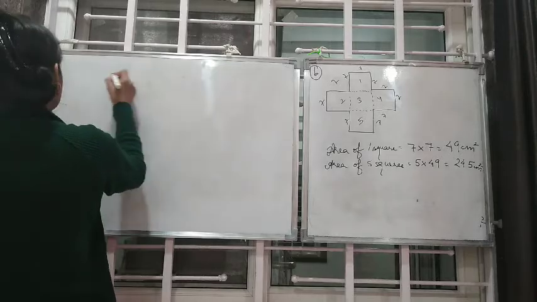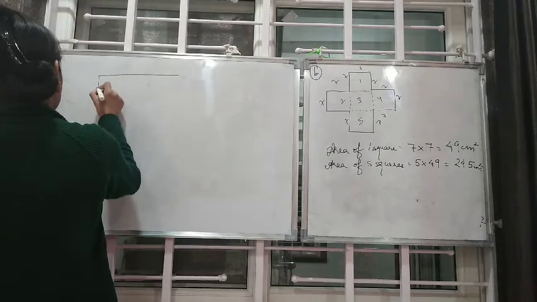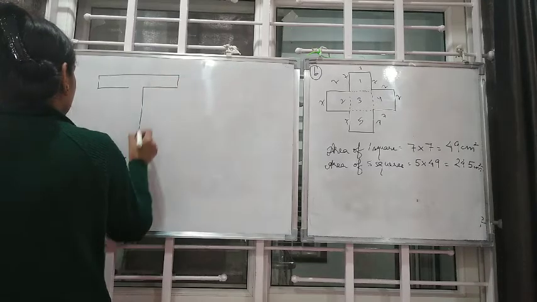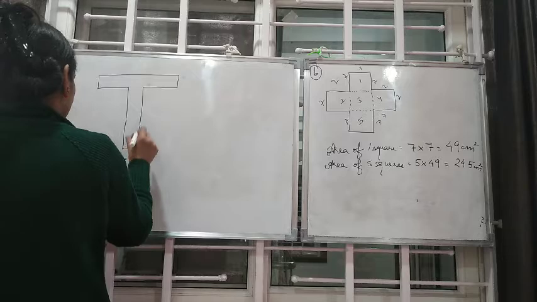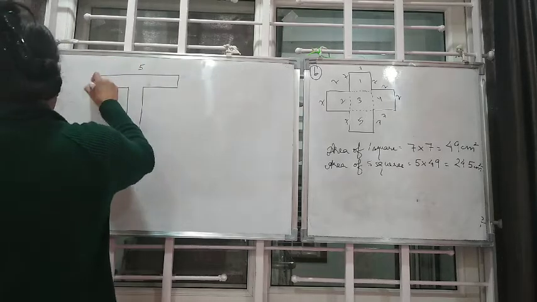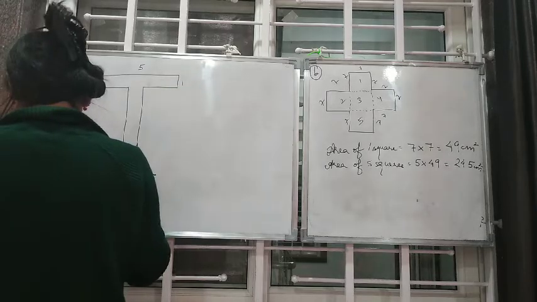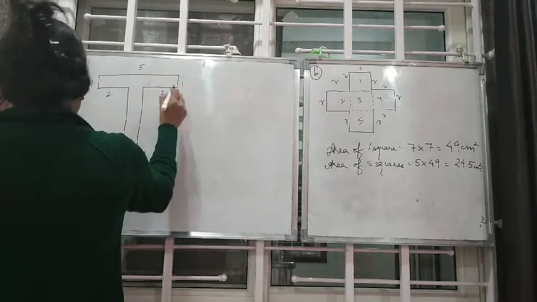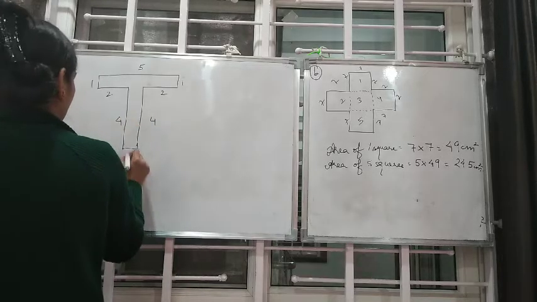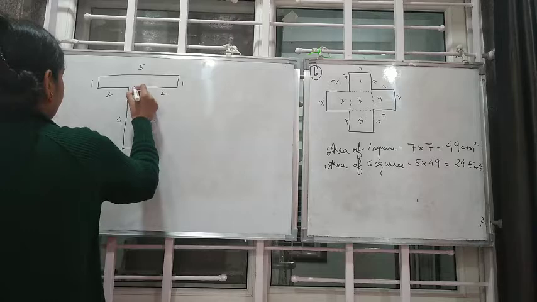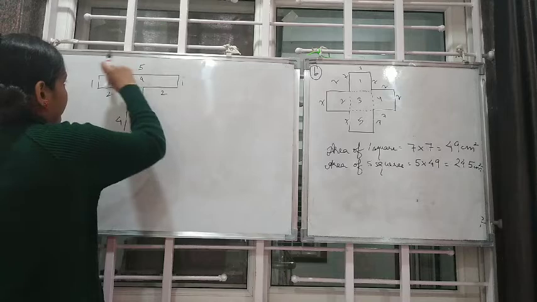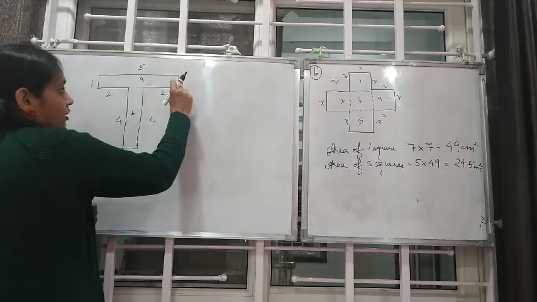C part. This is 5. This is 1. This is 1. This is 2. This is 2. This is 4. This is 4 and this is 1. Now we divide it from here. So this is A and this is B. Now you see, for A the length is 5, the breadth is 1.